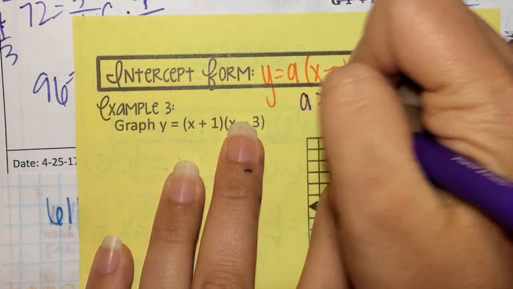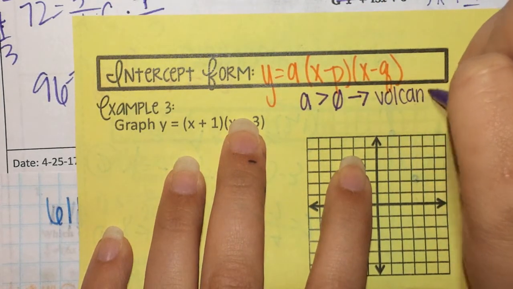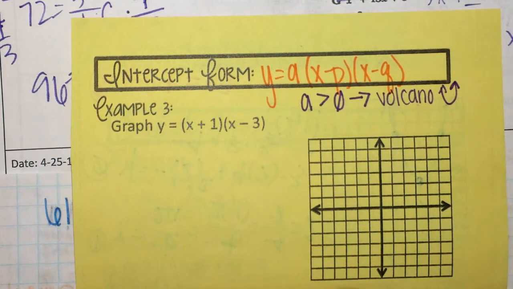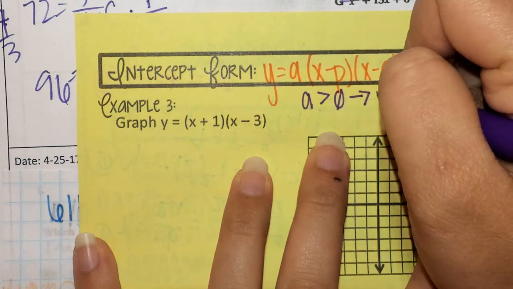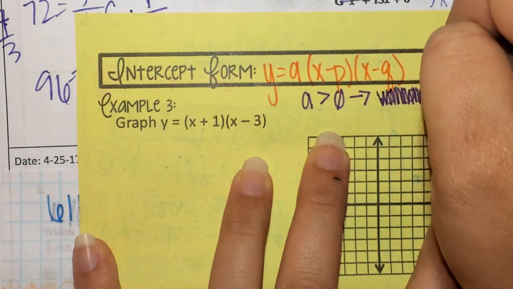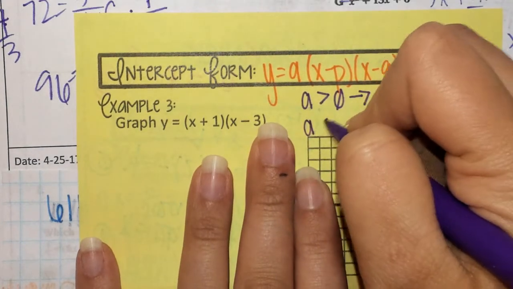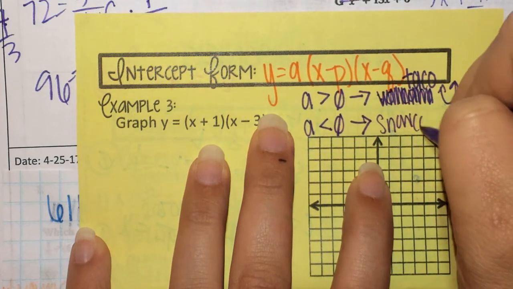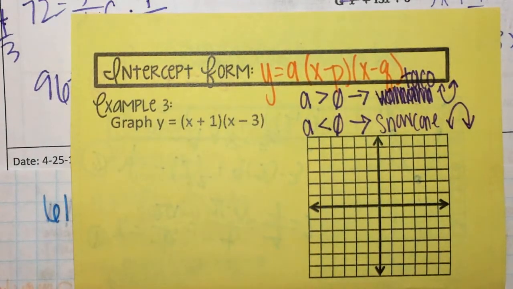So if A is greater than 0, it's a volcano. I don't really like the term volcano. I don't like mountain. It's not a volcano. So we're going to say it's a taco. And if A is less than 0, it's a snow cone. And A is your number in front of parentheses.